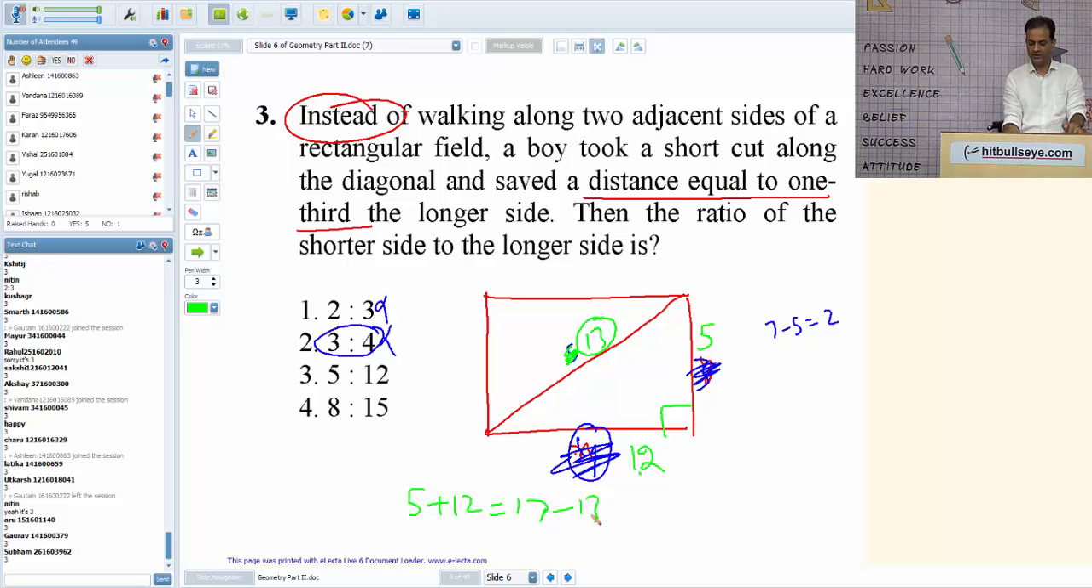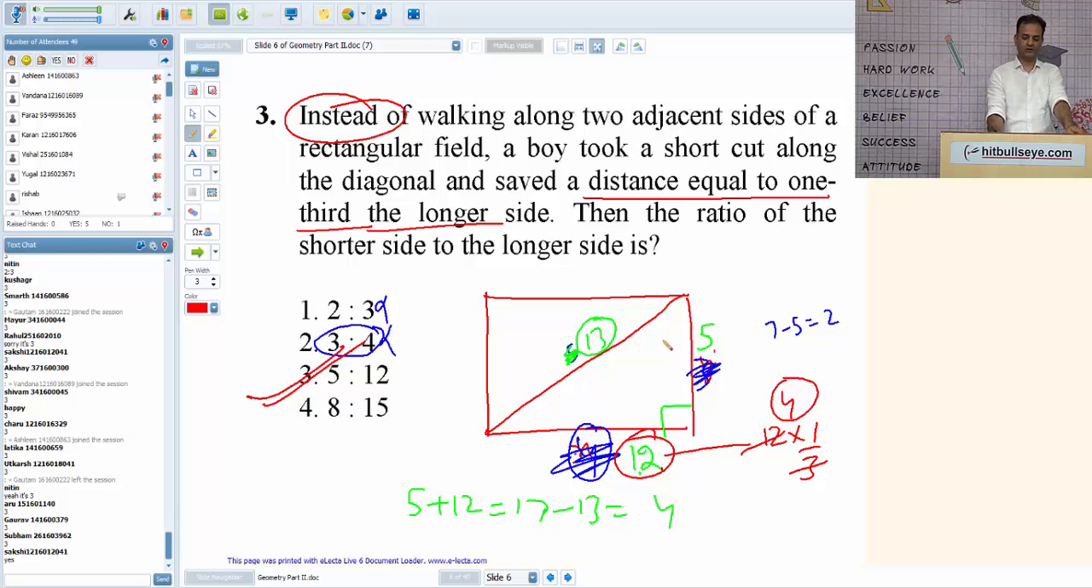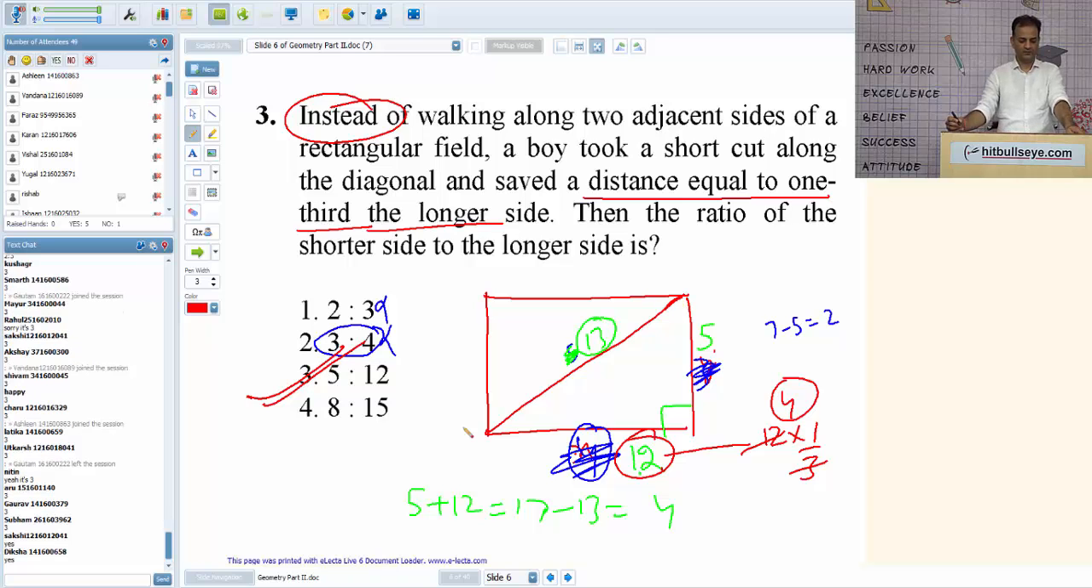That means he is saving how much? 4 meters, which is equal to 1/3 of the longer side. What is 1/3 of 12? It is 4. So the answer should be 5, 12, 13. Is it clear to everyone? Instead of walking along the adjacent sides 12, 5, 17, he is walking through the diagonal. That is 5, 12, 13. Again we are using a triplet.